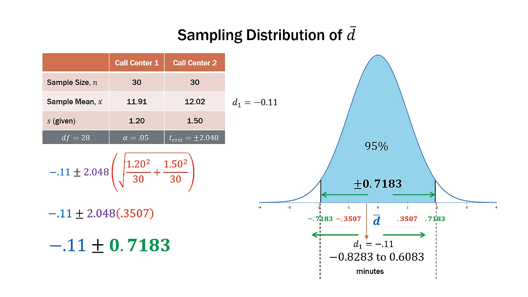So the left end of the bottom green arrow is at approximately negative 0.8283 minutes. And then the end of the arrow on the bottom on the right is at approximately 0.6083 minutes. So that is our mean difference, and that is our margin of error, or our interval around that mean difference. So right there where the brown lines are.